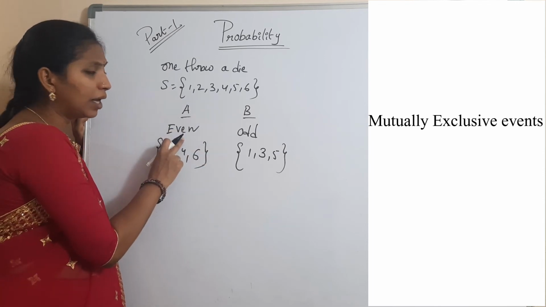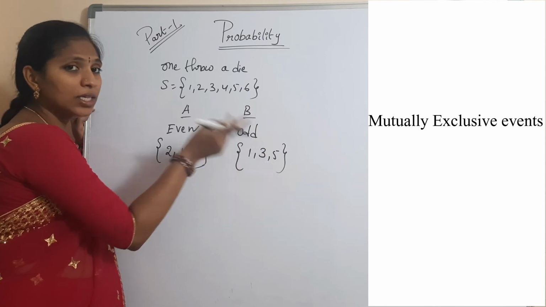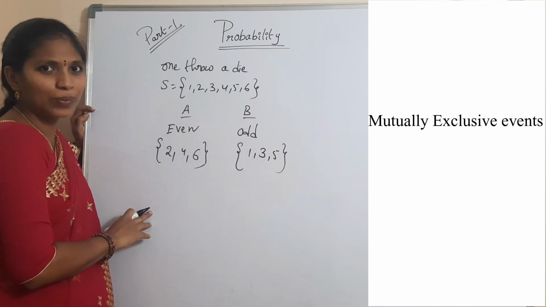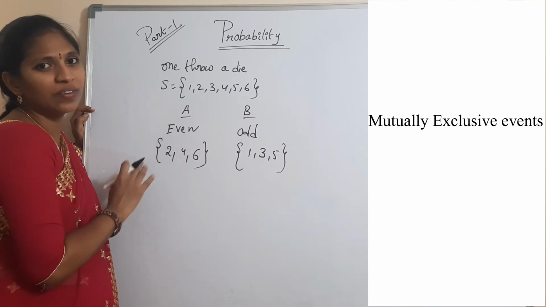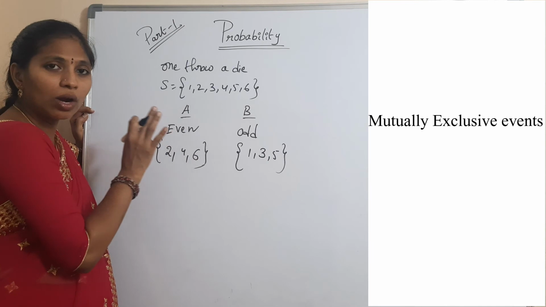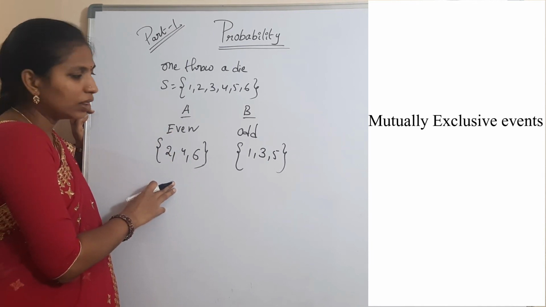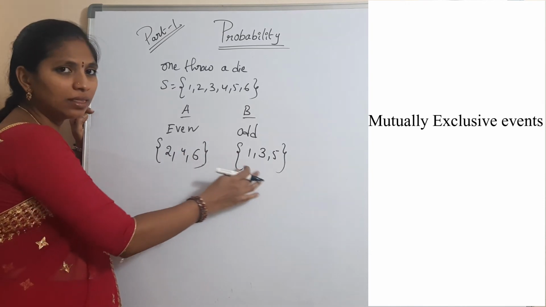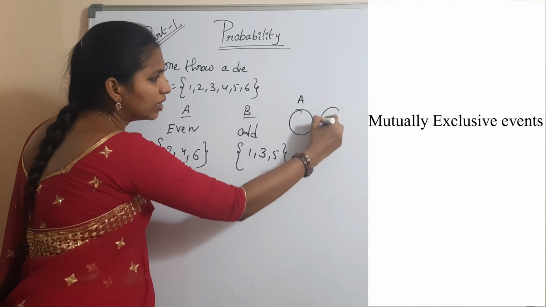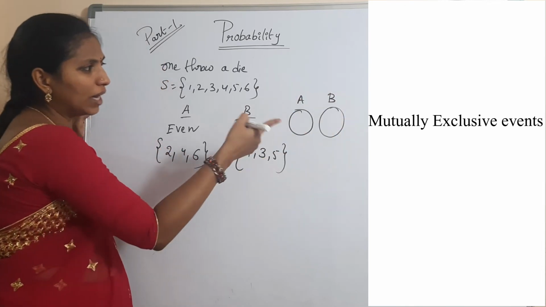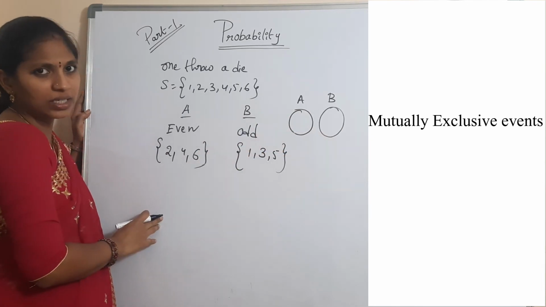Getting an even number is not getting an odd number. And getting an odd number is not getting an even number. Yes or no? These are called mutually exclusive events. Two events cannot occur together. That is called mutually exclusive. There is no intersection part in these two sets. These are individual. This is A and this is B. There is no intersection part. These two are mutually exclusive events.